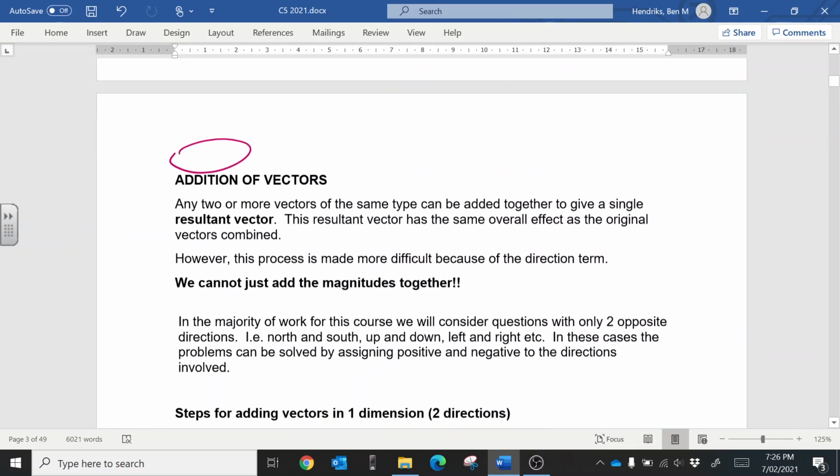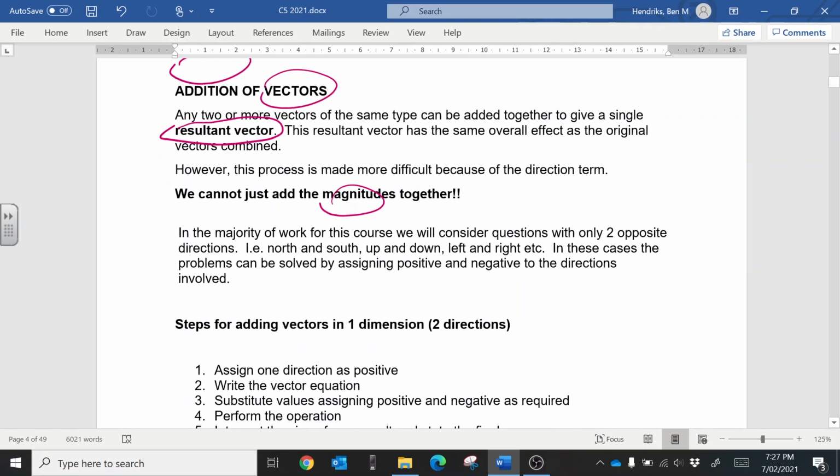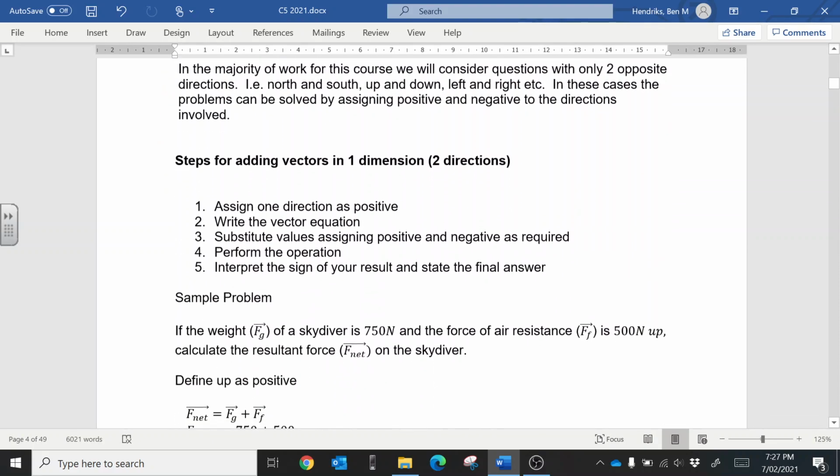Hopefully it stops there. Okay, addition of vectors. Addition of vectors is slightly different because of the direction. We can't just add the magnitudes together like we normally would. What we end up with when we add two vectors together is a resultant vector. It's what happens when we combine the two vectors together. We'll have a look at examples, and the resultant vector will become quite clear.